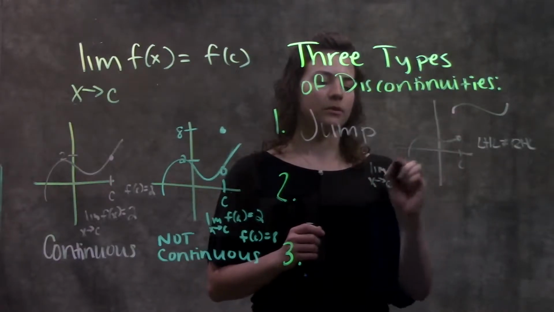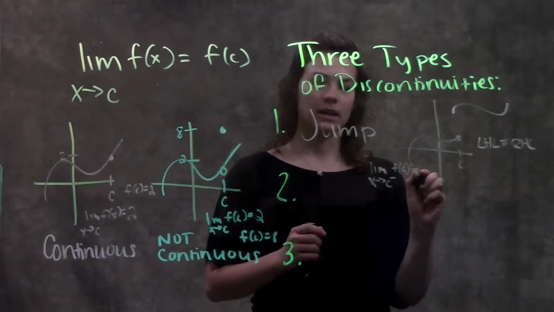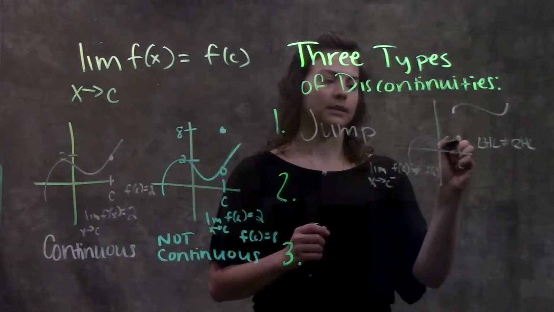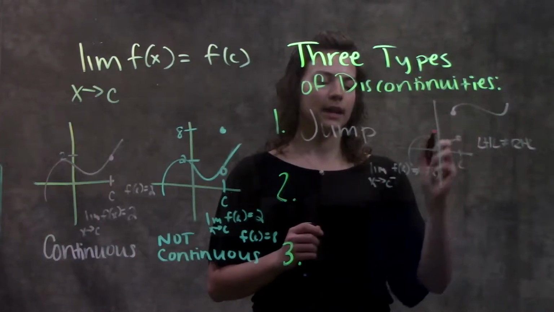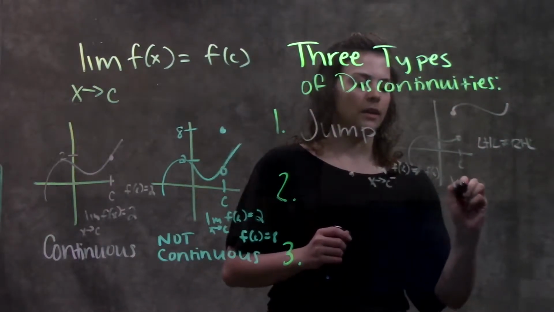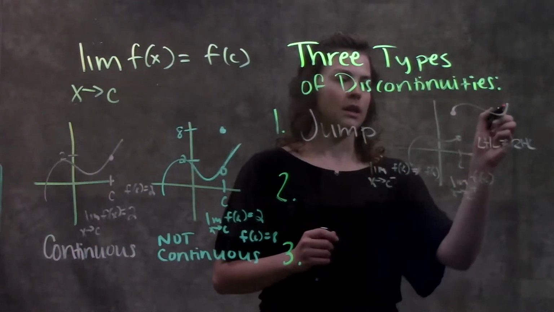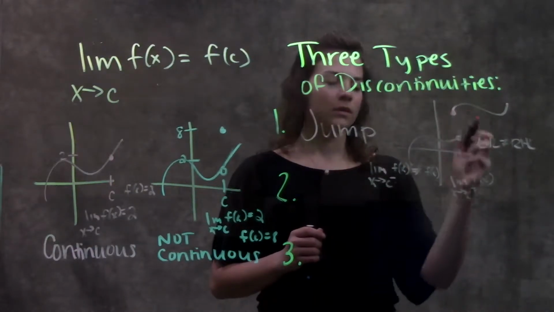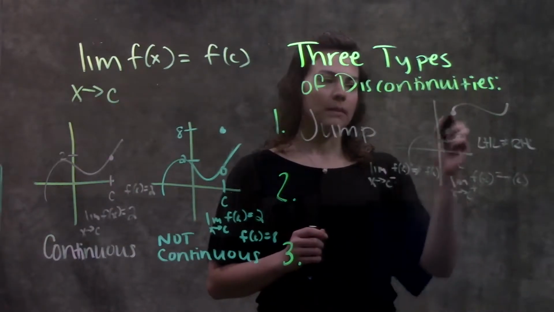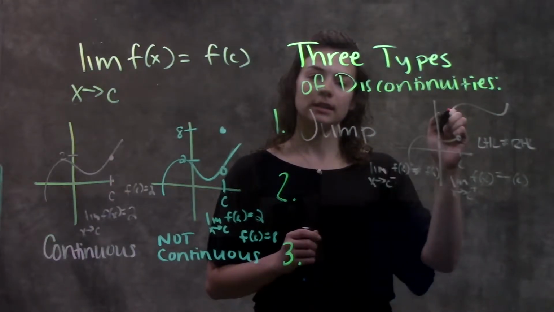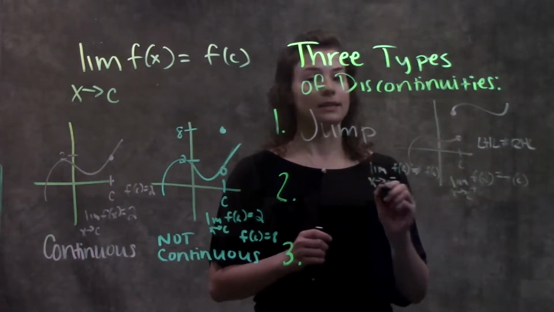The limit as x approaches c from the left-hand side of this function is not equal to f of c, since this is an open circle here. But if I were to go from the right-hand side, I'll write that here. The limit as x approaches c from the right-hand side of this same function, since it ends in a closed circle, the function is defined at that same value. So that means from the right-hand side, it is continuous, whereas from the left-hand side, since there's an open circle here, it's not continuous.